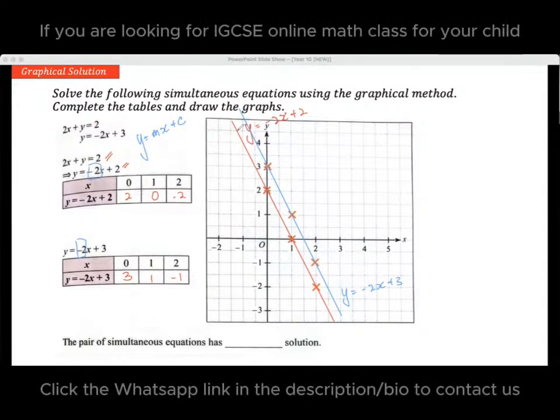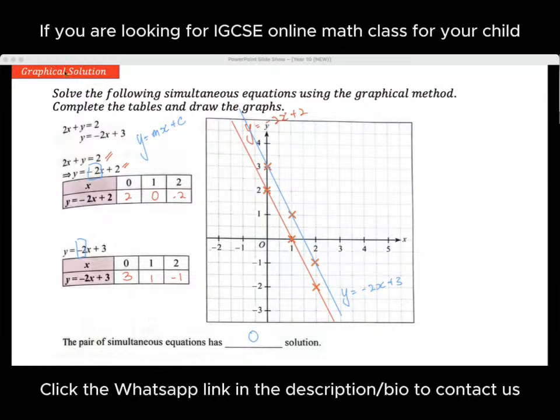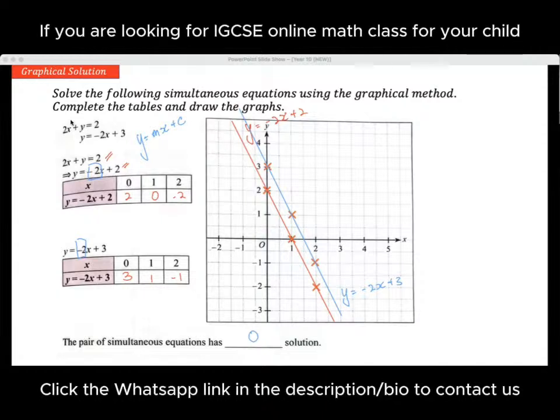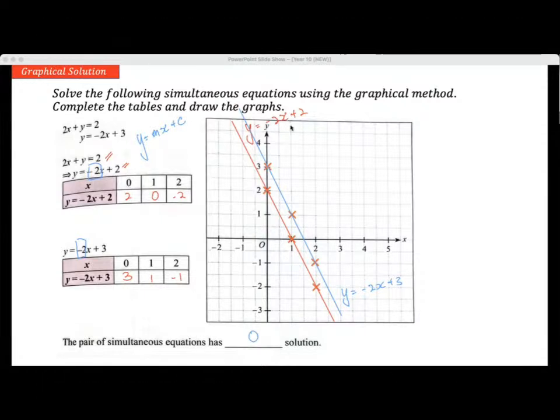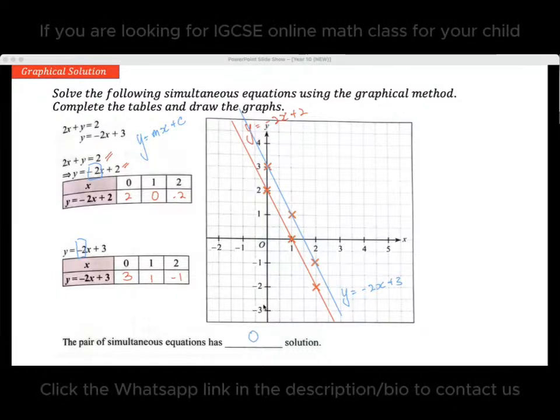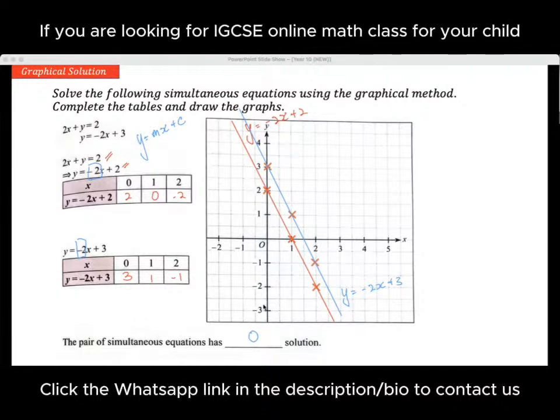A parallel line means that no matter how you extend it, they will never cross each other. There is no intersection point, so the pair of simultaneous equations has zero solutions. In graphical solutions, finding the solution means looking for the intersection point, the crossing one. So same gradient, no intersection point, no solutions. Any questions up until here? No, okay.